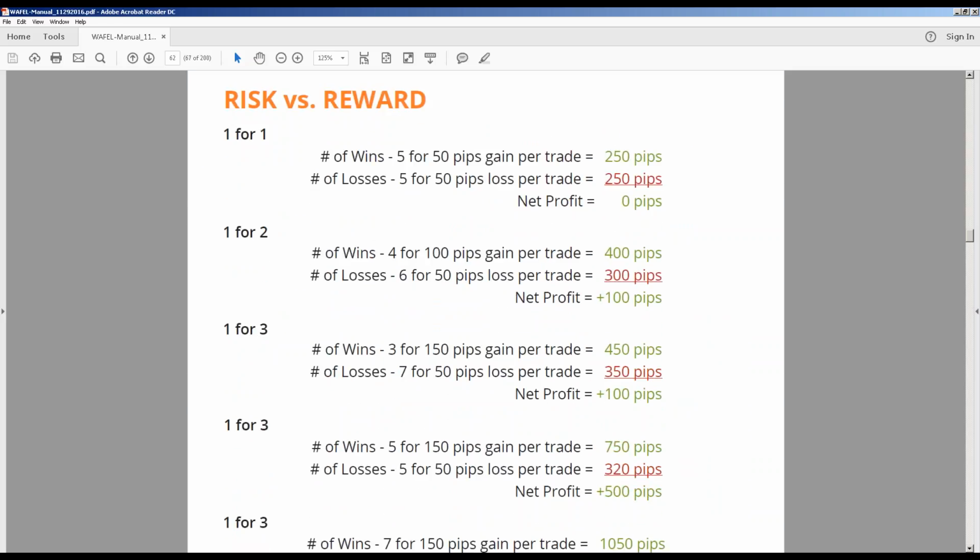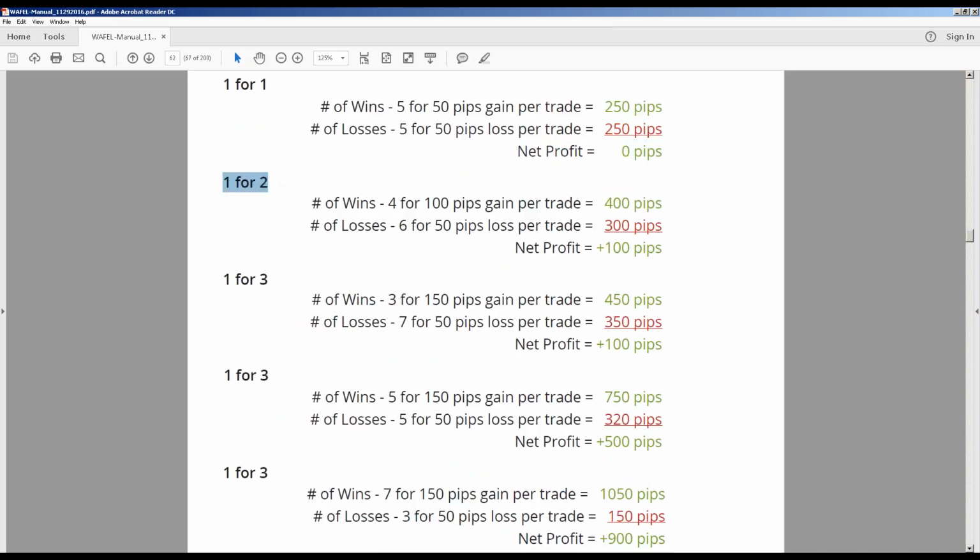Right, now let's carry on with risk versus reward. If I'm risking 1 pip to make 1 pip, and I have 5 wins out of every 10 trades, and I make 50 pips on a winning trade, I will make 250 pips. If I have 5 losing trades and I lose 50 pips on a losing trade, I will lose 250 pips. So I will be break even.